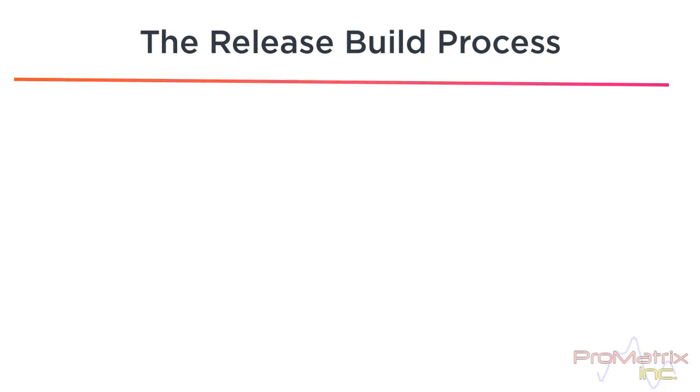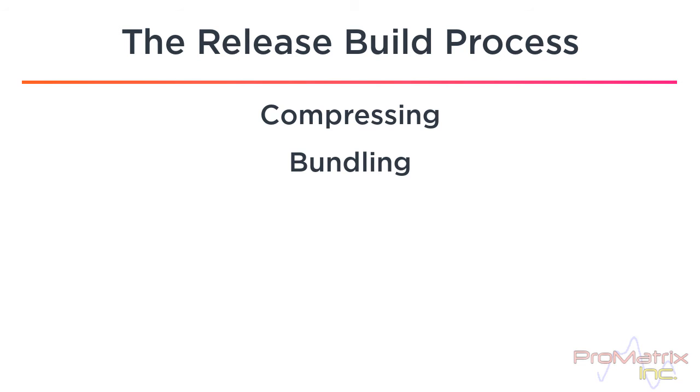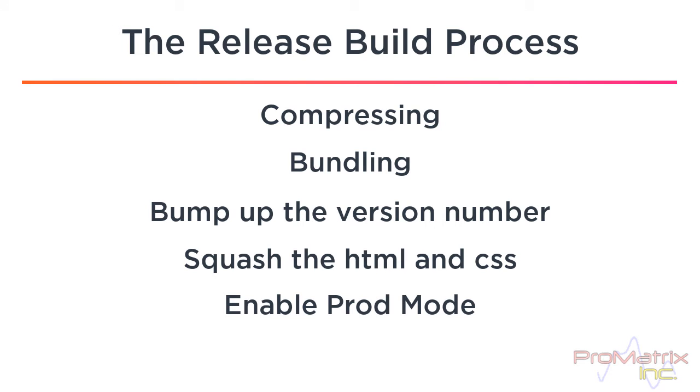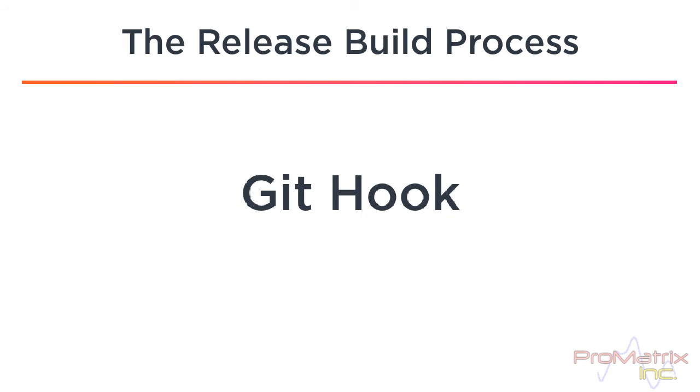The release build process can be a complex process that does many things. It's more than compressing and bundling. In fact, to do it right, you need to bump up the version number, squash the HTML and CSS, enable the production mode, and create an application manifest, all during the release build process. All of these things are triggered by a git hook. More on that later.